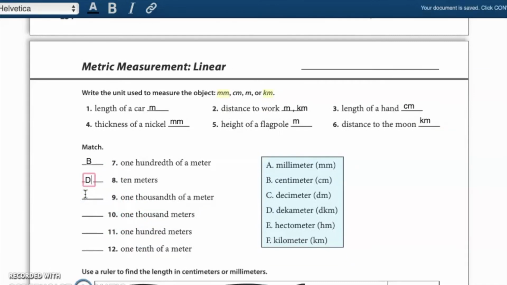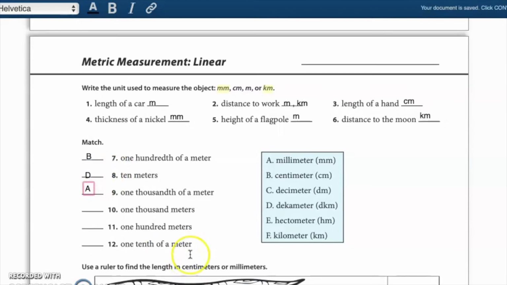Okay. And 1,000th of a meter. So when we have 1,000 of this unit, then it will give us 1 meter. So that means this unit, number 9, is smaller, way smaller than 7. And there is only one unit that's smaller than centimeter, which is the smallest, which is A. Okay, so I want you to complete number 10, 11, 12.